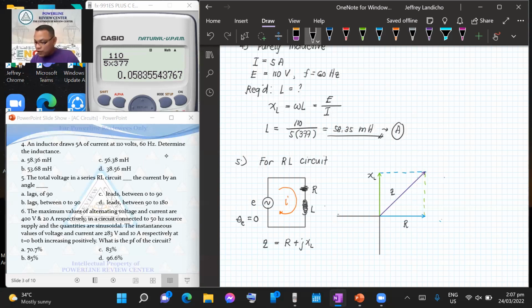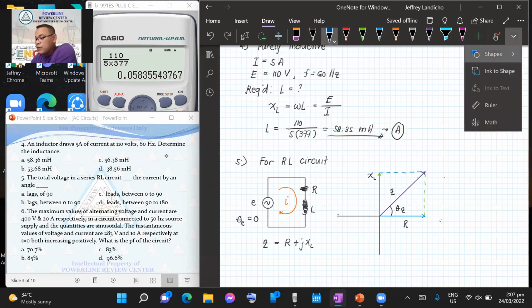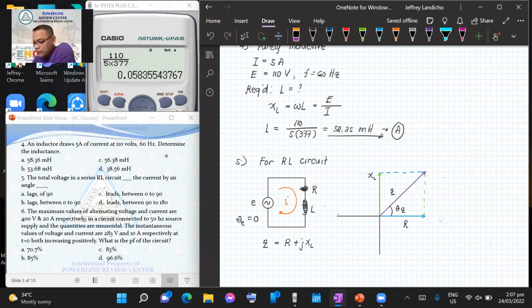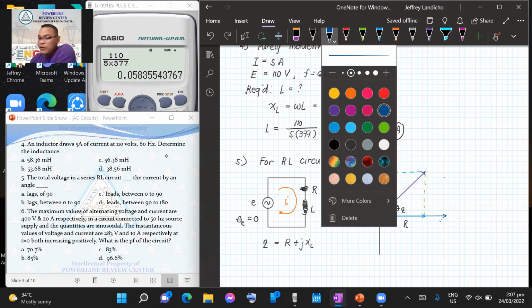At ito yung angle ng ating impedance. So let us consider theta sub Z. So kung ang reference natin is voltage, that is also at angle 0. So this would be our voltage.